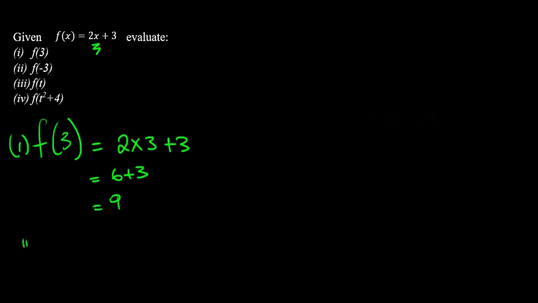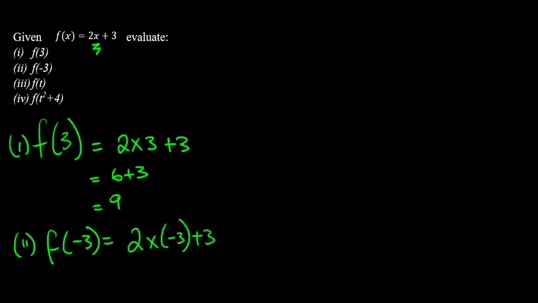For the second question, I want to find f of minus 3. So now, again, wherever I see x, I'm going to put minus 3. So that's going to be 2 times minus 3 plus 3. And that's going to be minus 6 plus 3. And negative 6 plus 3 is going to be 3. Because if I owe 6 and I get 3, now I'll have negative 3. Sorry, that would be negative 3.